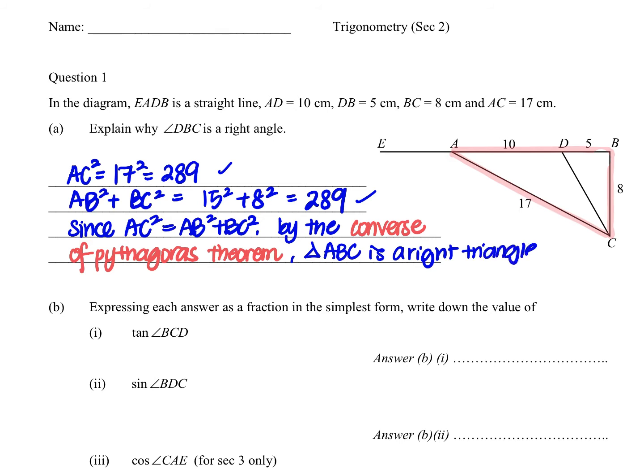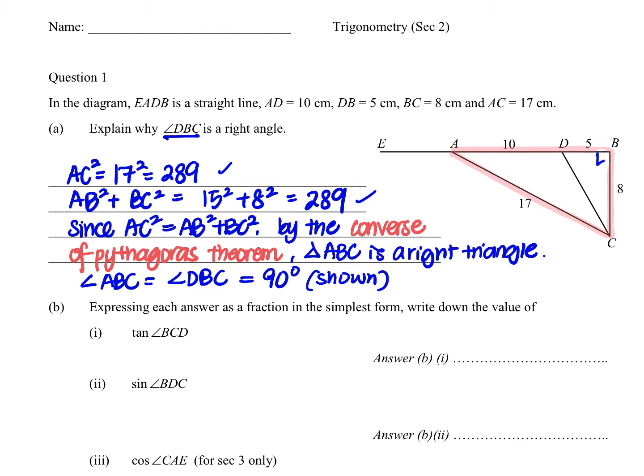But I have not answered my question yet. They want me to show that angle DBC is the right angle. So inside this triangle ABC, angle ABC will be the one that has 90 degrees. So angle ABC will be equals to the angle DBC. It will be 90 degrees, shown. Okay, have you gotten the answer?